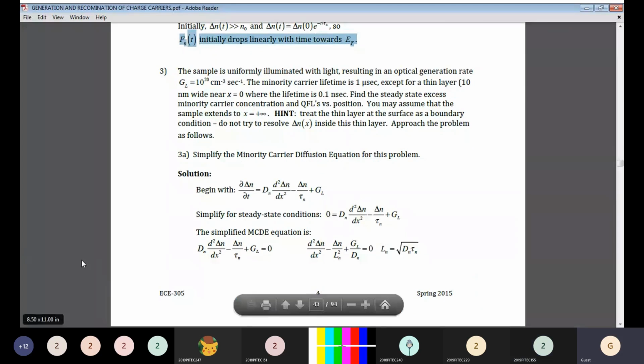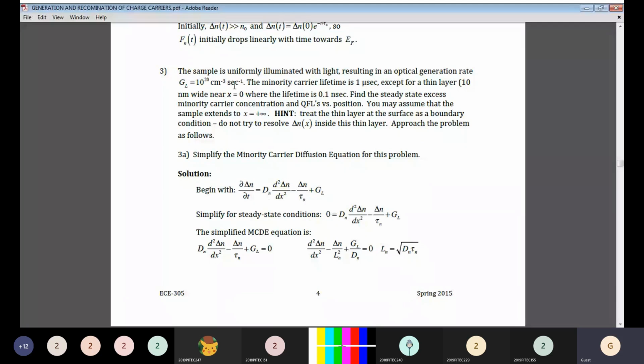Next question. The sample is uniformly illuminated with light, resulting in an optical generation rate G_L equal to 10^20 per cubic centimeter per second. The minority carrier lifetime is 1 microsecond, except for a thin layer 10 nanometers wide near x equal to 0, where the lifetime is 0.1 nanosecond. Find the steady state excess minority carrier concentration and QFL versus position. You may assume that the sample extends to x equal to plus infinity.